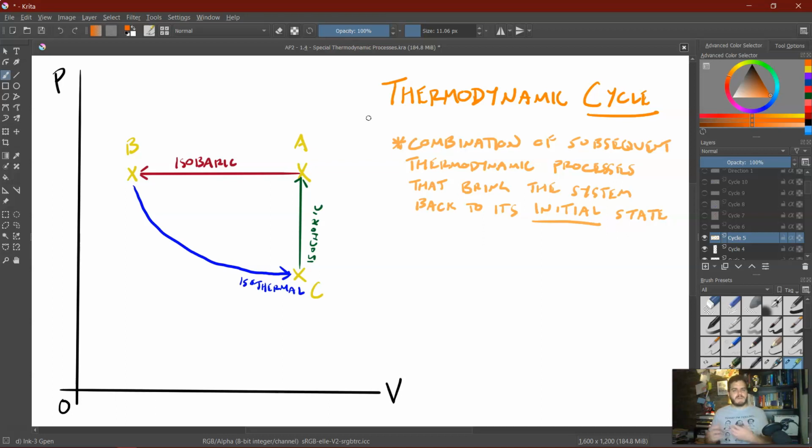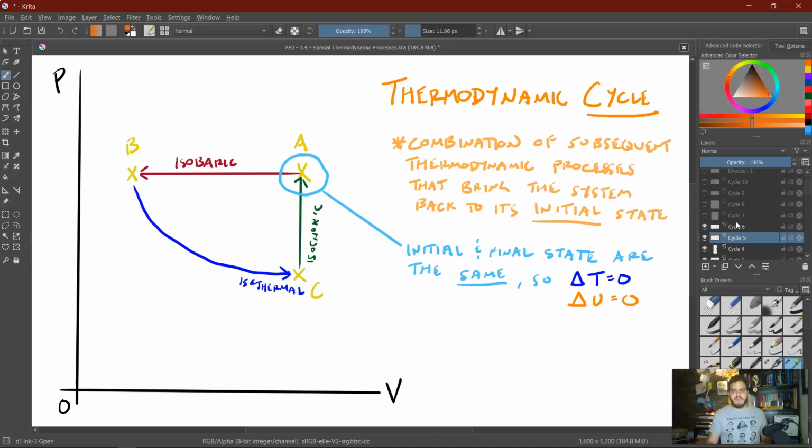So the difference between a cycle and a process is each of these steps. A thermodynamic cycle is a combination of these steps that brings you back to the initial state. Therefore, if we had a system that was somewhat automated, it could continually do this over and over again in a cycle-like pattern.